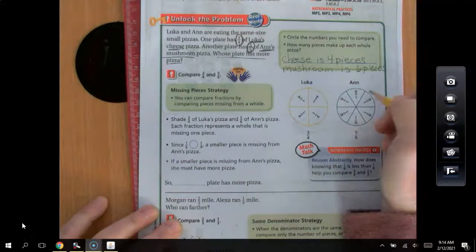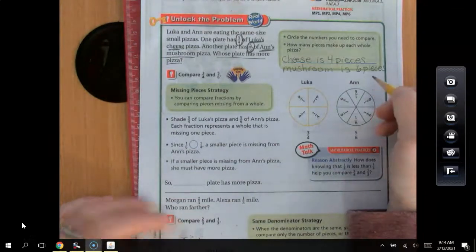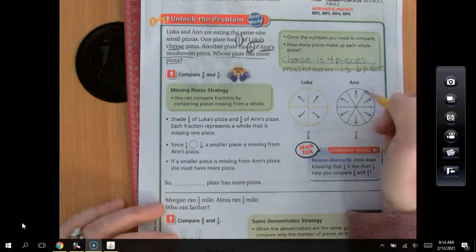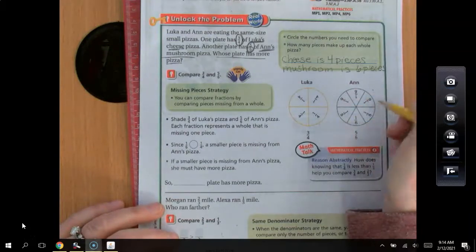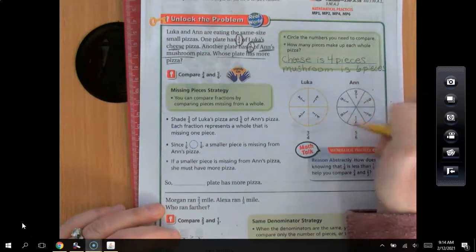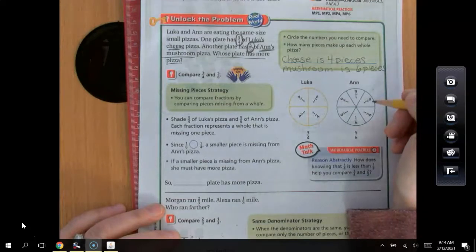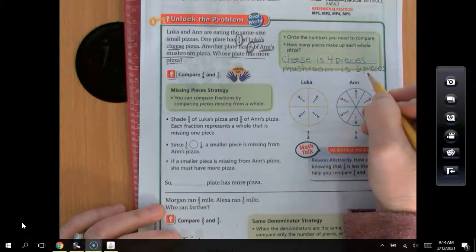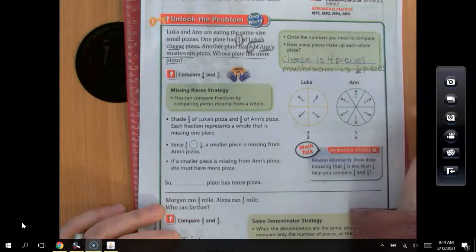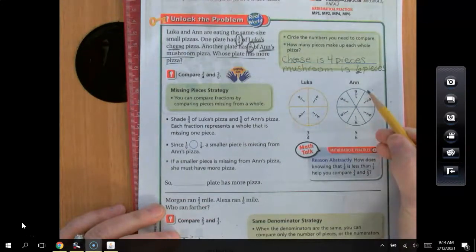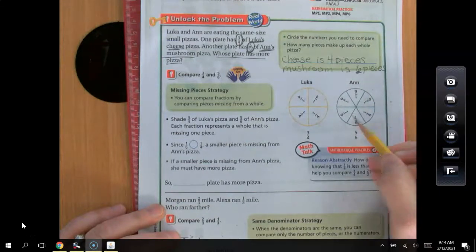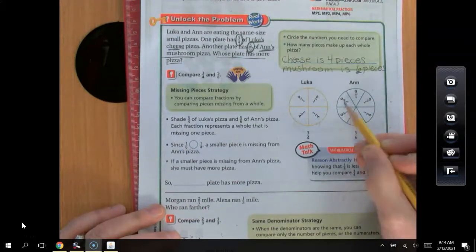Here you have Anne. Anne has her mushroom pizza, and it's out of 6 pieces. So again, they drew the same shape as Luca's, which is a circle, but this time instead of cutting it into 4 pieces, they had to cut it into 6 pieces because Anne's pizza was in 6 pieces. That's how you know that they cut it into 6 pieces. Again, 1/6 for each piece. This is 1 piece out of 6, 1 piece out of 6, and so forth.